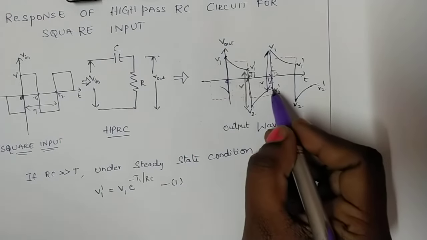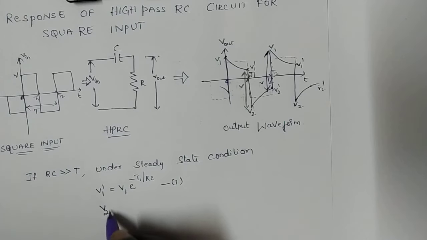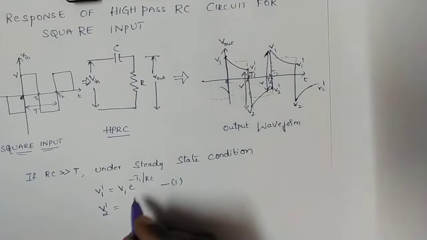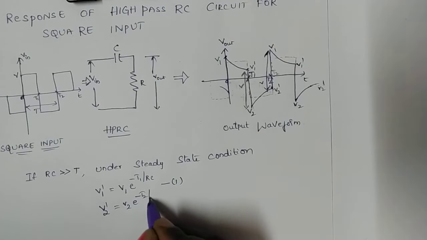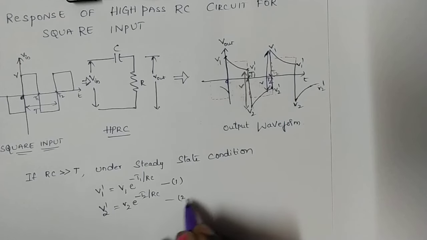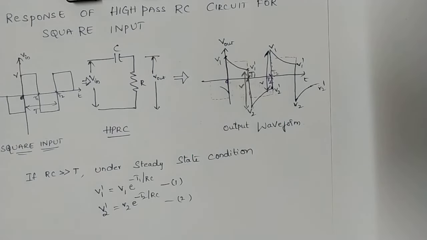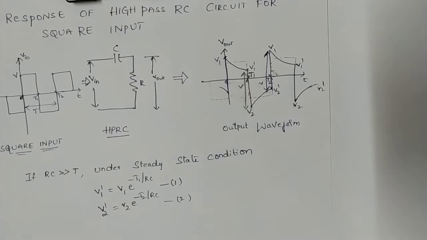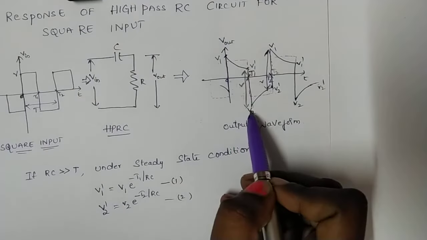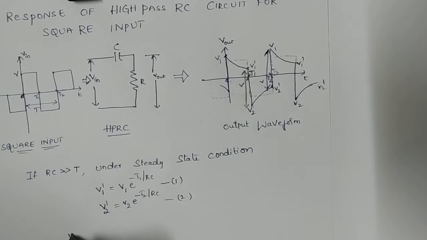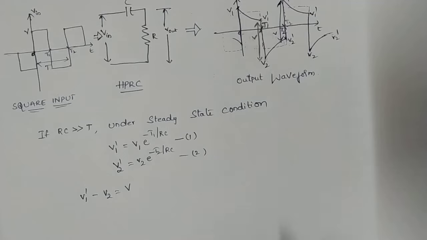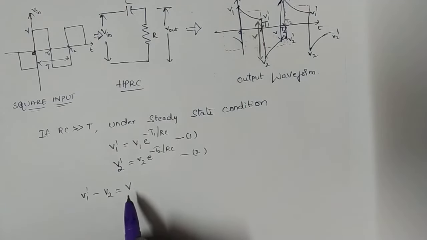Now V2 dash. V2 dash equals, starting from V2, V2 into e power of minus T2 by RC. Make it equation 2. Do you all understand what I am saying? We also know that the total amplitude of V1 and V2 is V. So we can write V1 dash minus V2 equals V volts.